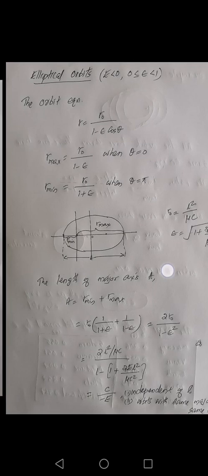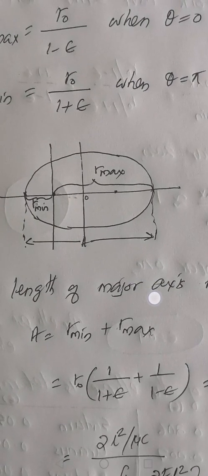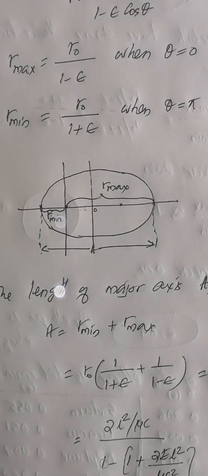So r max is r0 by 1 minus epsilon. r minimum is equal to r0 by 1 plus epsilon. Here r0 is only a scaling factor and nothing more. So this figure gives you the idea of r minimum. This is r minimum and this is r max.